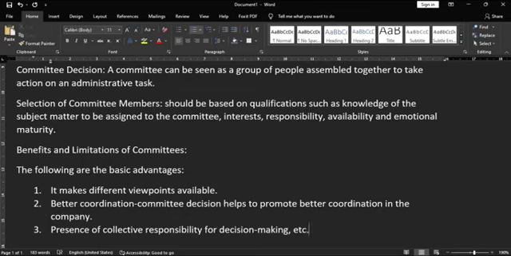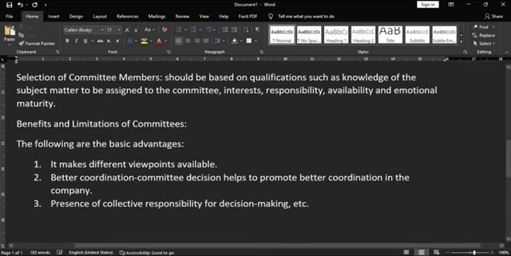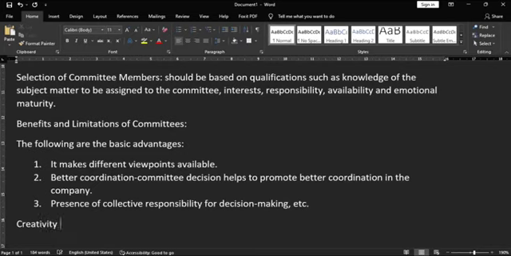Creativity in decision making. A good committee can be very creative. A creative committee is the one that comes out with new ideas, new approaches, and new ways of doing old things. Doing a common thing in an uncommon way, a new product, or new application, or a combination of existing knowledge.